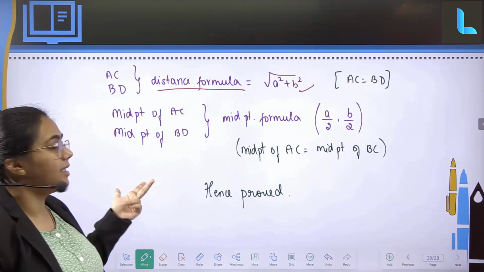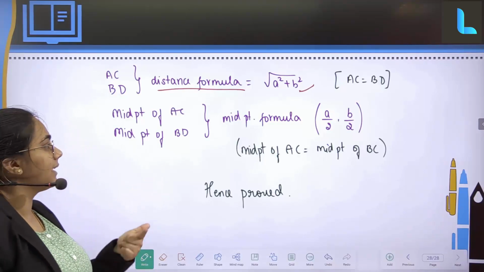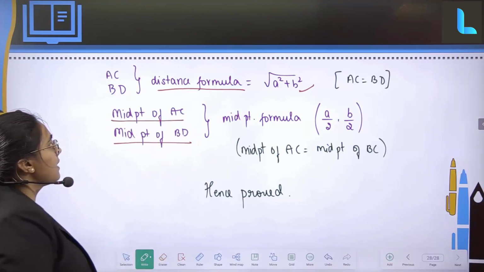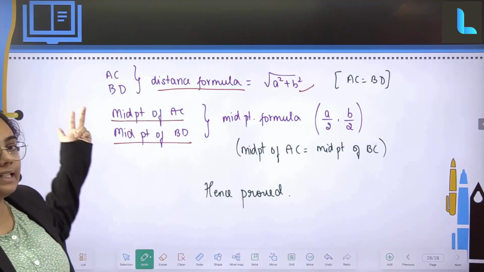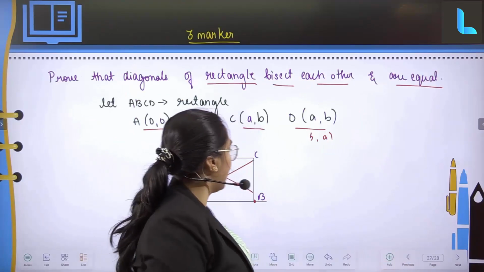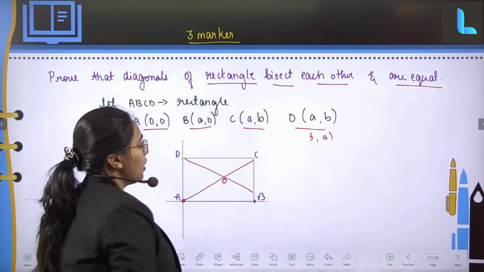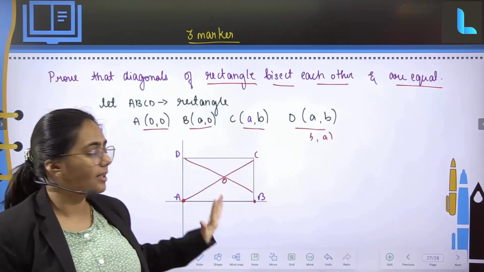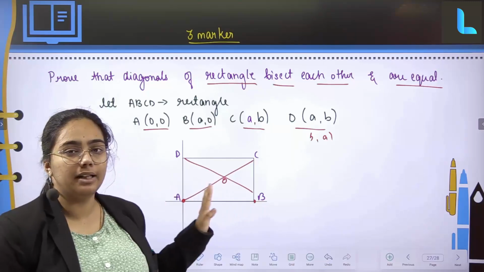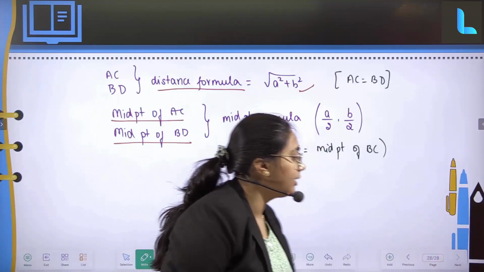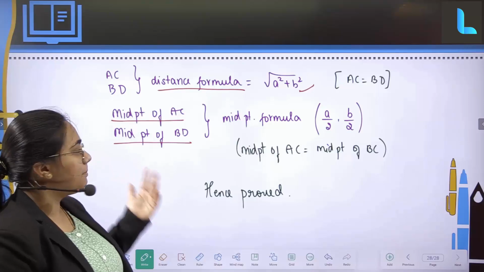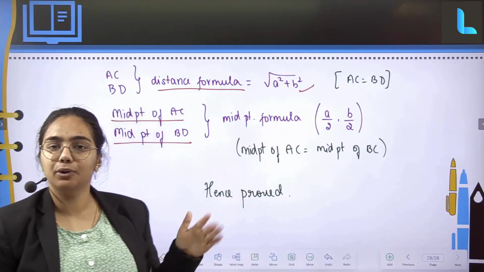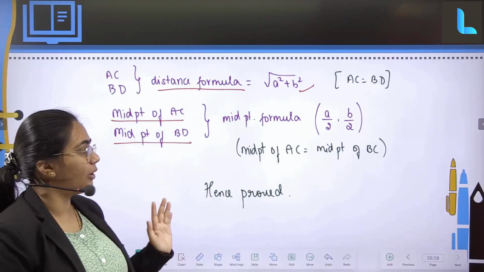Clear? The next thing they have said is you have to show that they bisect. For that you have to find out the midpoint of the diagonals. So the midpoint of diagonals AC and BD. Suppose you consider the diagonal midpoint as O. You have to show that O is the midpoint of AC, and similarly O is the midpoint of BD. Apply the midpoint formula. You will be getting a upon 2 comma b upon 2. The same thing you will be getting for both of them.